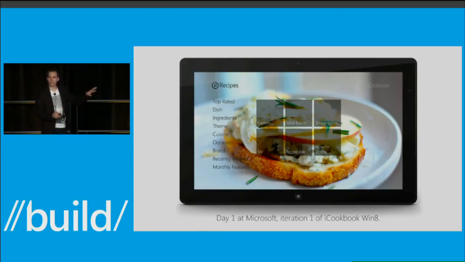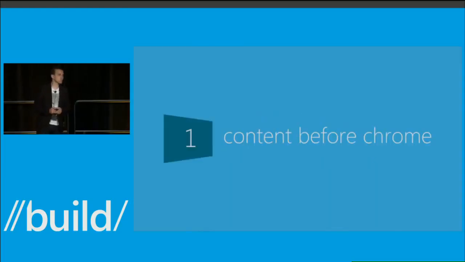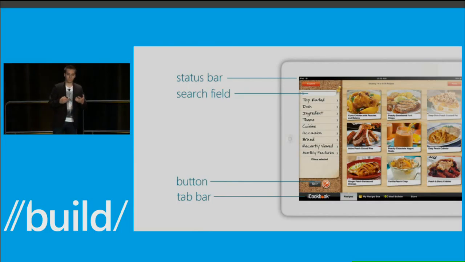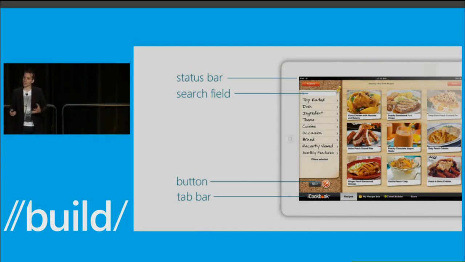Now, in order to be able to evaluate this design, we need to understand the core design principles. So I'm going to guide you through those design principles. We have 3 core design principles. The first one is content before Chrome. Chrome is everything around your content that helps you navigate the app, but it's not content. So if you look at this screen, for example, you have a status bar, we have a search field, we have buttons, a tab bar. That's not content. It helps you navigate through the app. But in another way, it kind of distracts you as well.